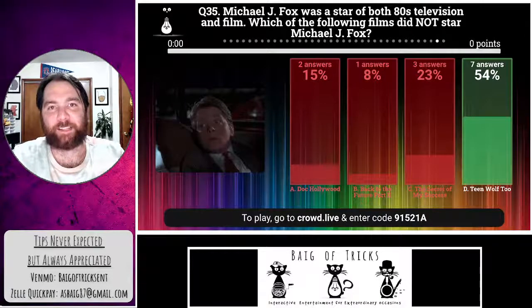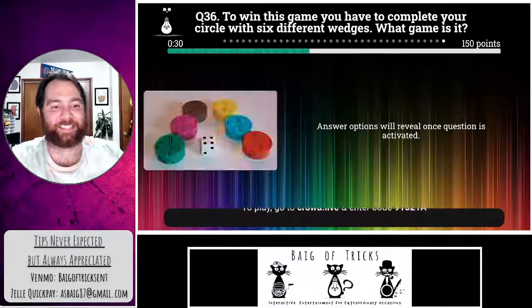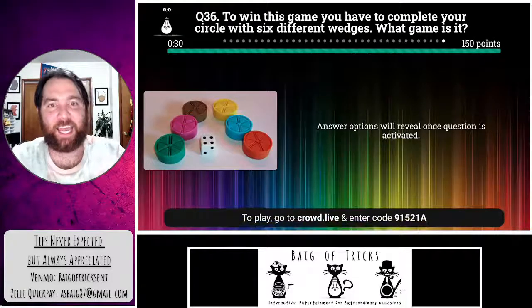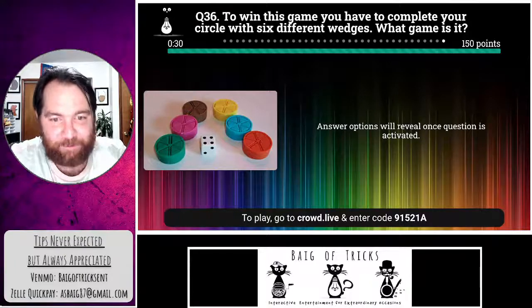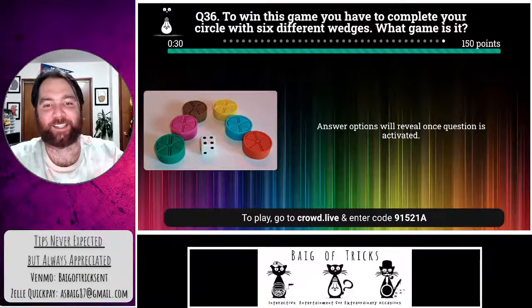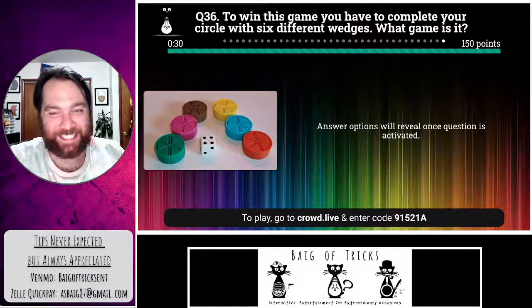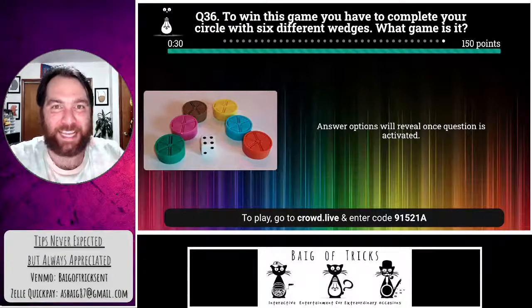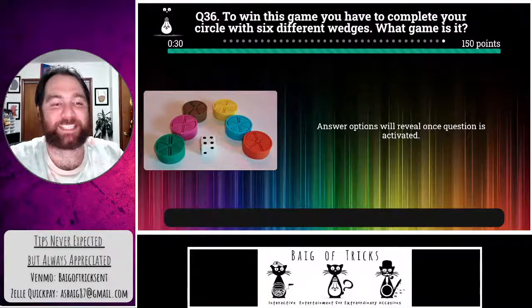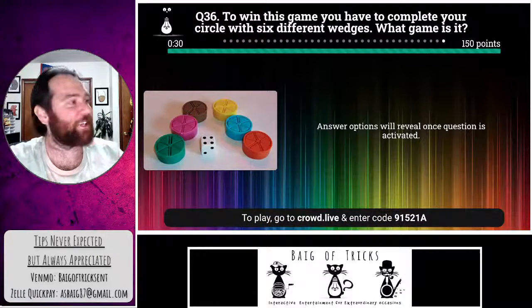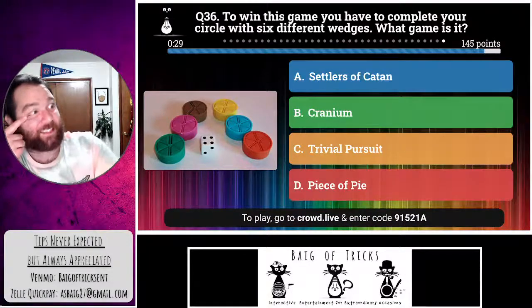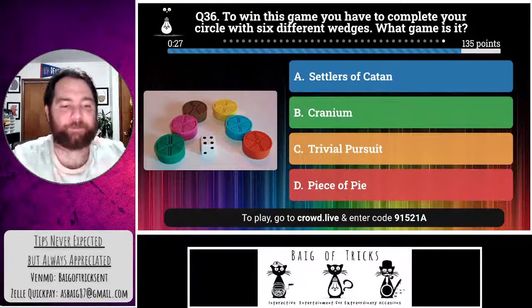Final question, my friends. Number 36. To win in the game pictured here, you have to complete your circle with 6 different wedges. What game are you playing if these are the primary pieces of the game? Looking at the picture here, what game are you playing? Is it Settlers of Catan, Cranium, Trivial Pursuit, or Piece of the Pie?